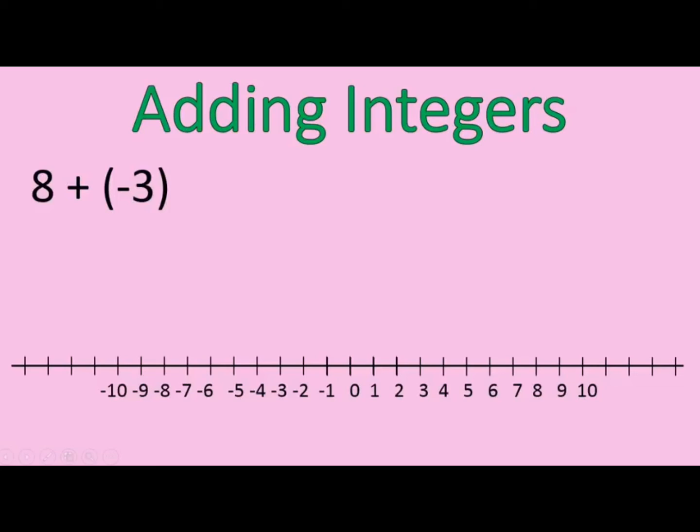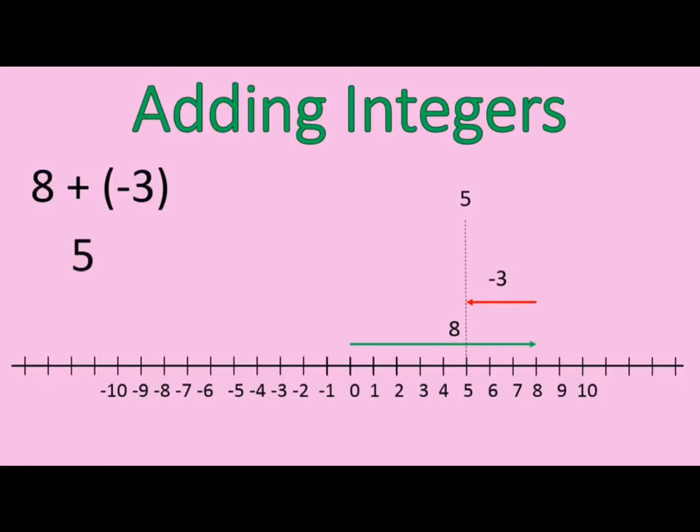So if I were to add 8 plus negative 3, I would start out by going to 8. 8 is a positive number, so again I'm moving to the right. Then negative 3. There we go. So negative 3 would bring us back to 5. So you'll see that that's how we add integers. When you're adding a positive and a negative, the negative kind of undoes the positive or goes in the opposite direction.